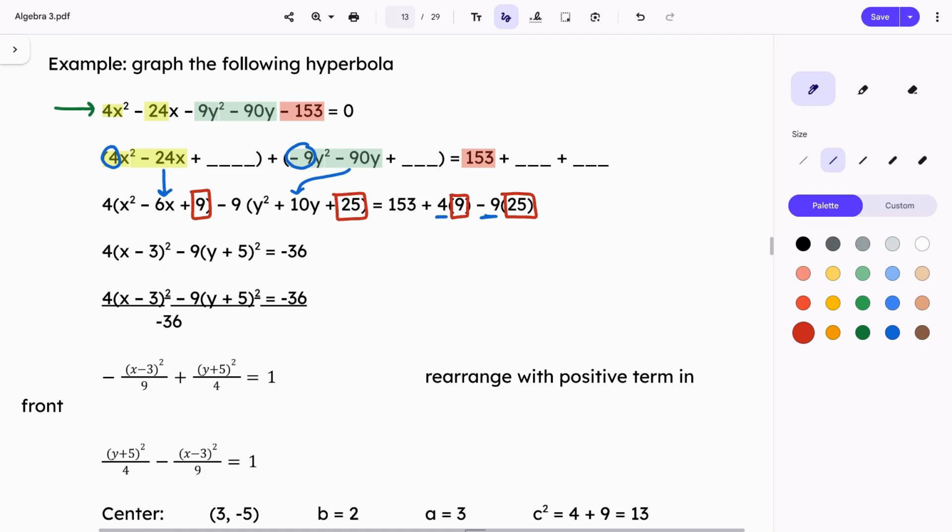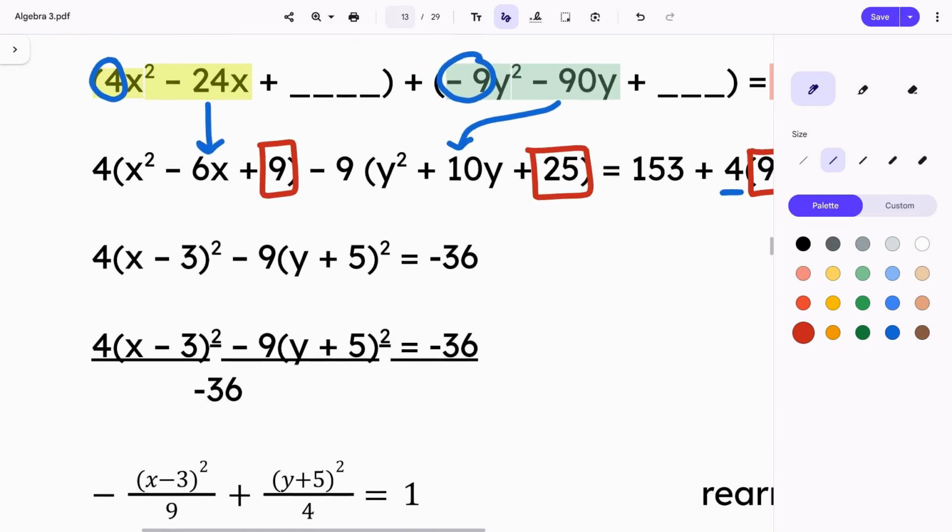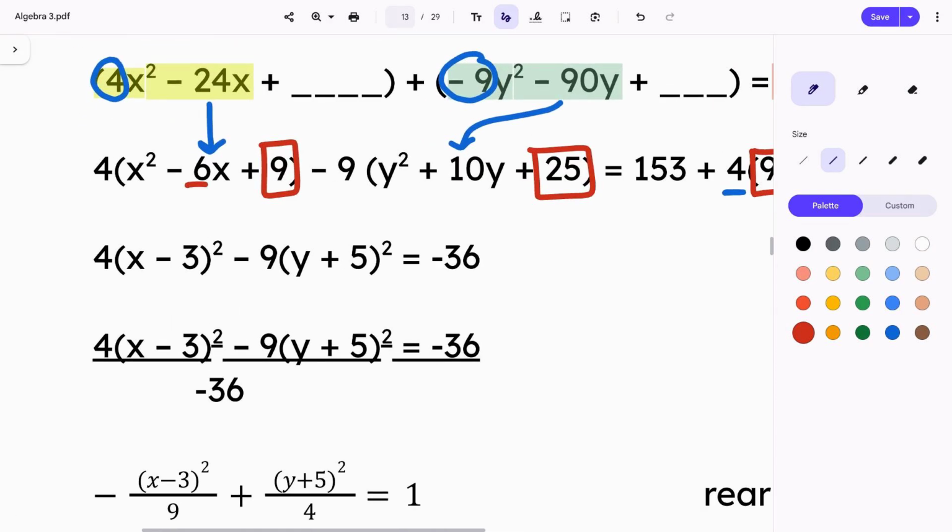Yeah, take half of the middle term. So on this first one, the middle term is the negative 6. So half of negative 6 is negative 3, and if you square that, that's where you get 9 from. And then the next one, the middle term is 10. Half of 10 is 5. 5 squared is 25. So that's where those numbers are coming from.